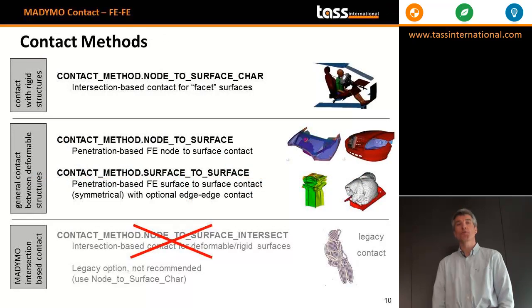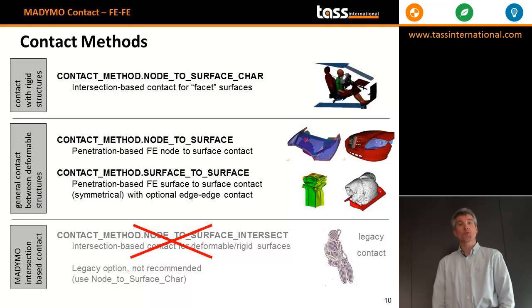Here you see another overview of the available contacts. Typically, for contact between rigid structures, or if one of them is flexible and the other not, you're going to use node to surface harm. If it's more FE oriented, you will use the node to surface. That's typically if the surfaces are rather smooth. In cases like airbag unfolding, you have to go to surface to surface. As you see, for this airbag which is deploying, it's highly recommended to use the edge contact.